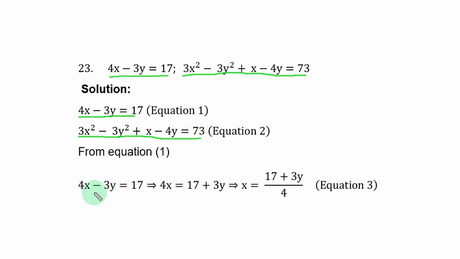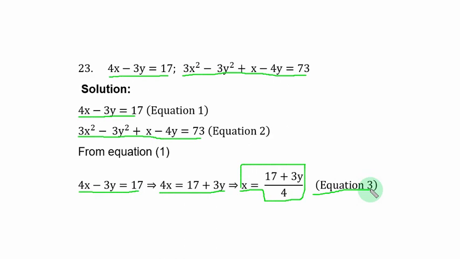So from equation 1, 4s minus 3y equal to 17. You make any of the variables the subject of the equation. So I want to make s the subject, I have to transfer minus 3y to the right hand side. So you have 4s equal to 17 plus 3y. I have to divide through by 4 because I want s to stand alone. When you do that, you have s equal to 17 plus 3y all over 4. So we label this one equation 3.